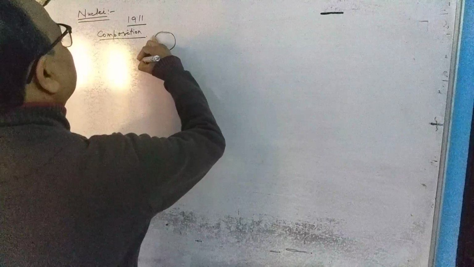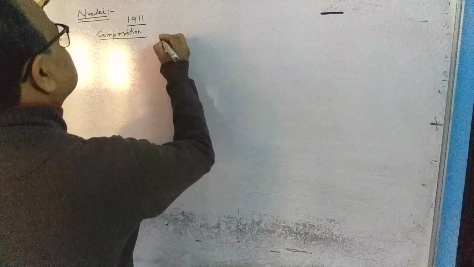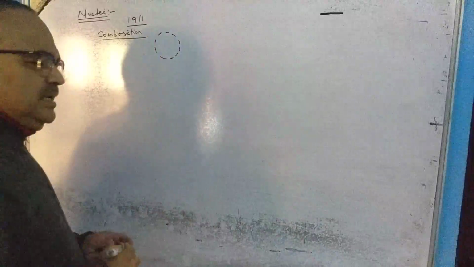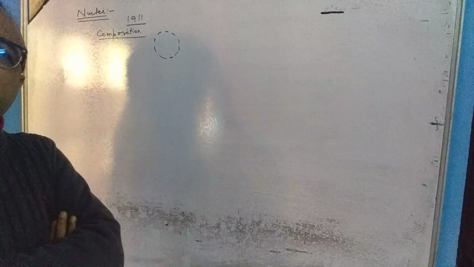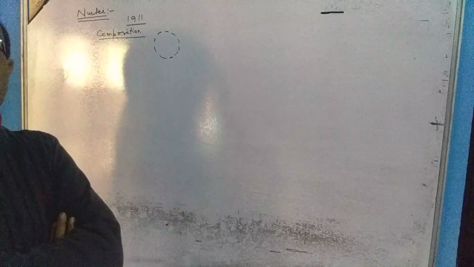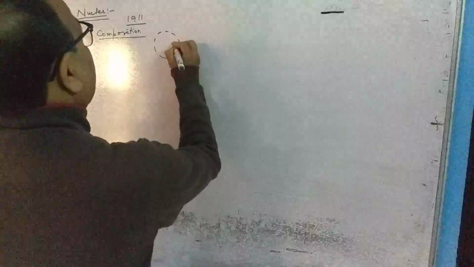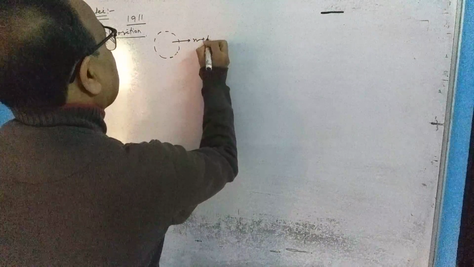A nucleus is considered to be spherical in shape. Actually, we are showing it in this way because it does not have a sharp boundary like the atoms and all. Like the solids, it does not have a sharp boundary. So it is considered like this. It consists of neutrons and protons.